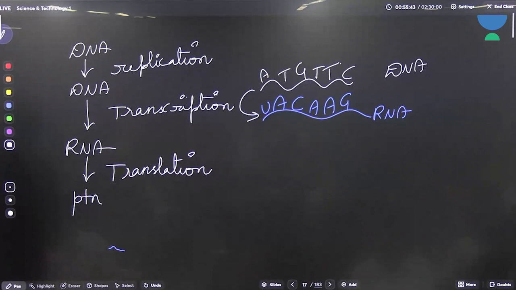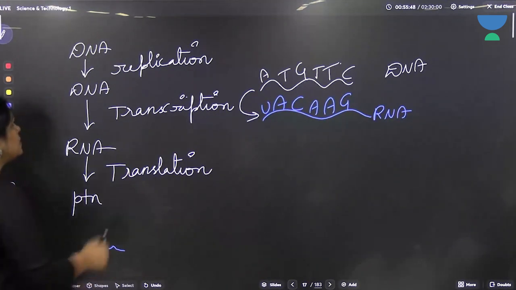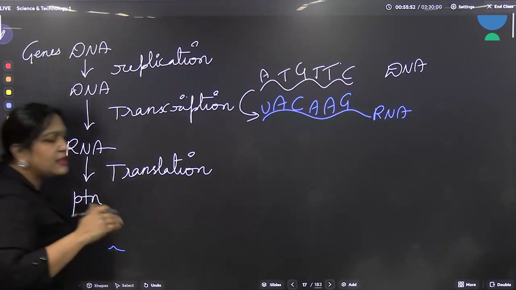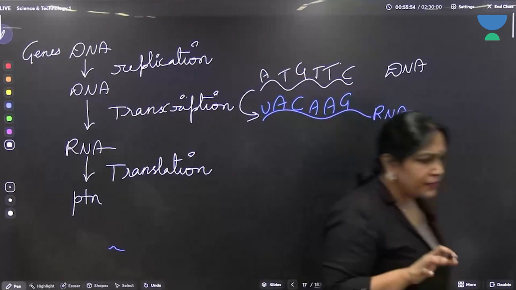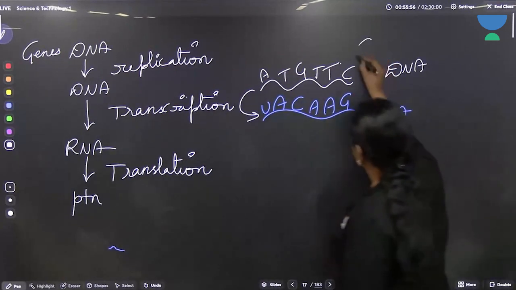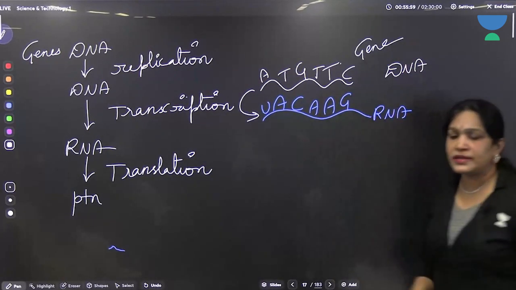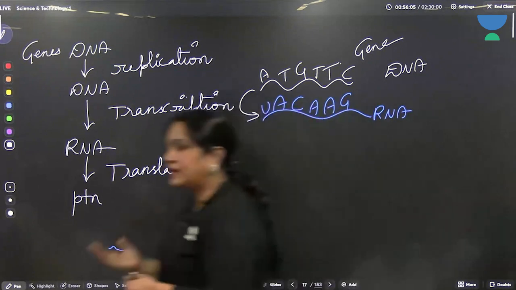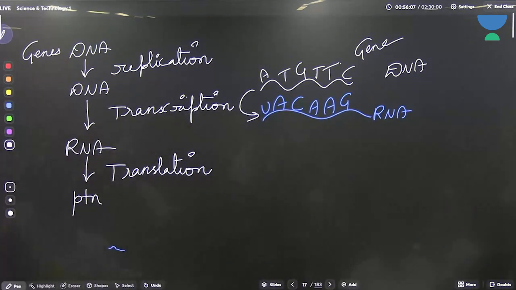Every gene produces one protein. Is it clear? So the genes are on the DNA, or genes are in the DNA format. For example, this can be called a gene. So what is a gene? A gene is a small piece of DNA. For the time being, remember it like that. Exact definition I will give you later. A gene is a part of DNA. A very small segment of the DNA is called a gene.